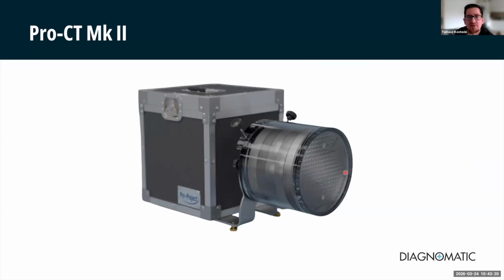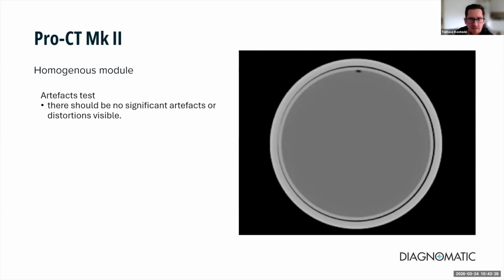Now let's move to the quality phantoms. This is our Pro CT Mark II. And this phantom is built out of a couple of modules. This is the homogeneous module. We can use it for artifact test.